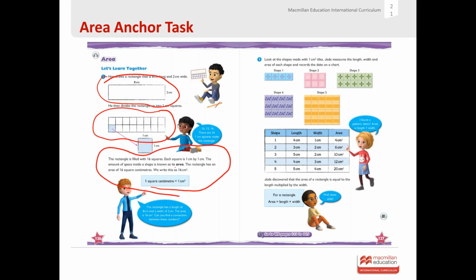Where we talk about each of these centimeter squares is called a square centimeter, which we write down using this terminology, right? Using this. And then we're going to talk about these shapes. Can you investigate? Can you write down how many square centimeters?